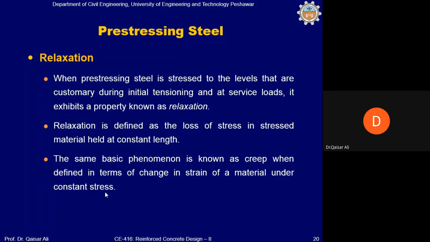Though there is no loss in strain, even though there is no loss in strain, there will be loss in stress, and this is a property of steel which is called relaxation. So if there is a loss in stress due to relaxation, then the pre-compression stress which was applied in the beginning for a pre-stressed member will be lost to some extent, and the pre-compression force will also be reduced, and this must be taken into account in the designing of pre-stressed concrete members.